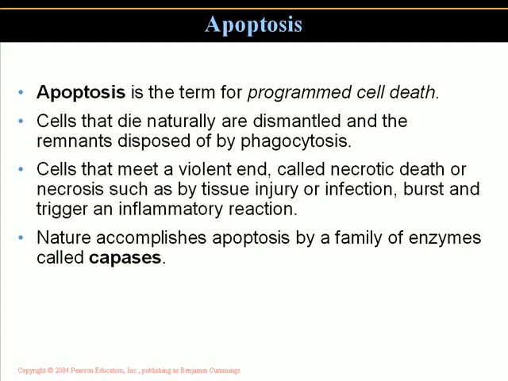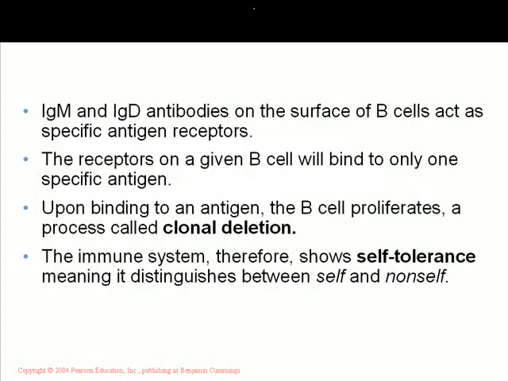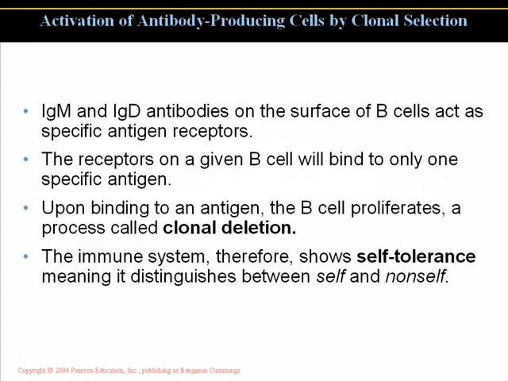Nature accomplishes apoptosis by a family of enzymes. The enzymes are called caspases. I didn't ask you about that. But apoptosis, programmed cell death, is important to know. When cells die on their own or they die because they didn't get enough nutrients, then phagocytosis really gets rid of the remainder. IgM and IgD antibodies on the surface of B cells act as specific antigen receptors.